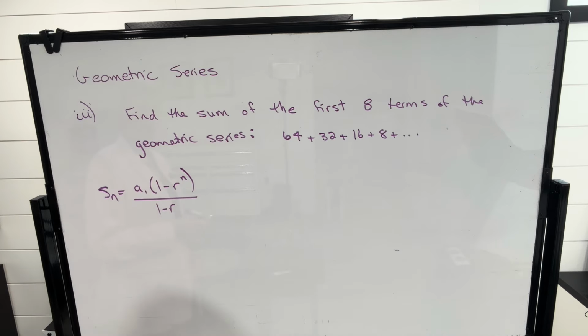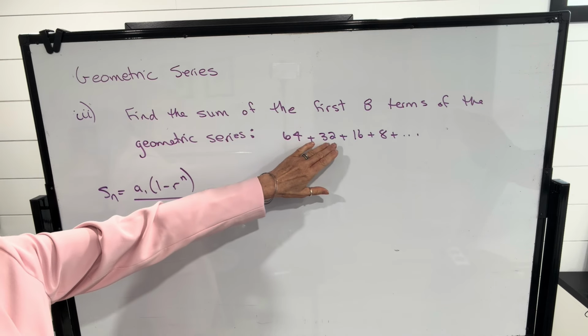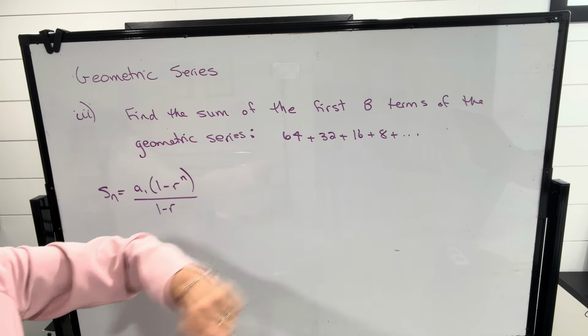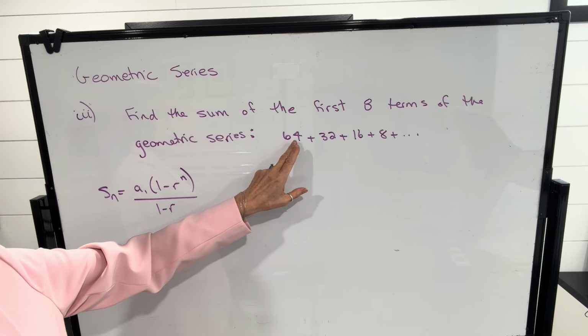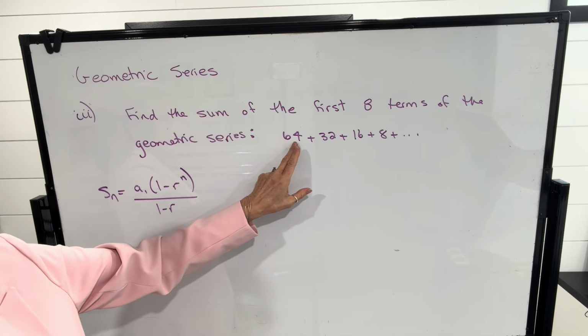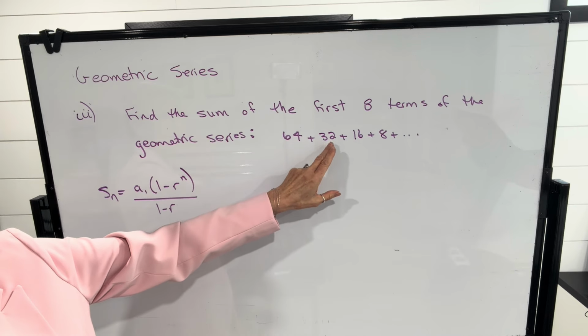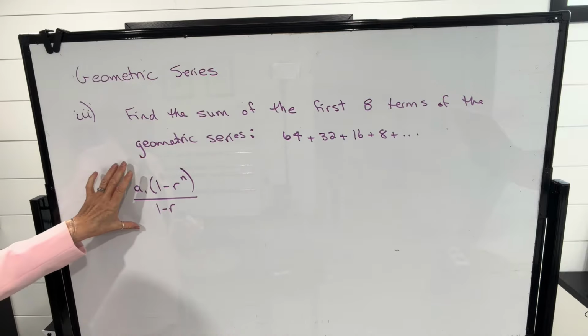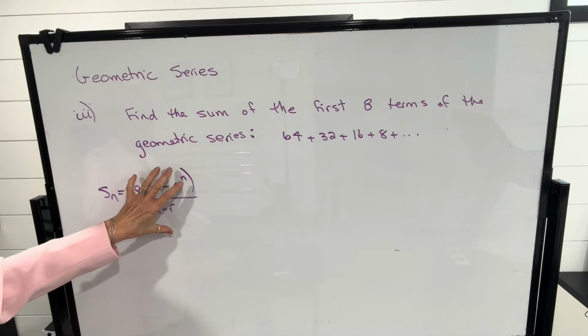Our next example says find the sum of the first 8 terms of the geometric series 64 plus 32 plus 16 plus 8, and so on. In this case, our common ratio is 1/2. Each number gets multiplied by 1/2 to get the next number. We're going to use our formula and identify all of these values.